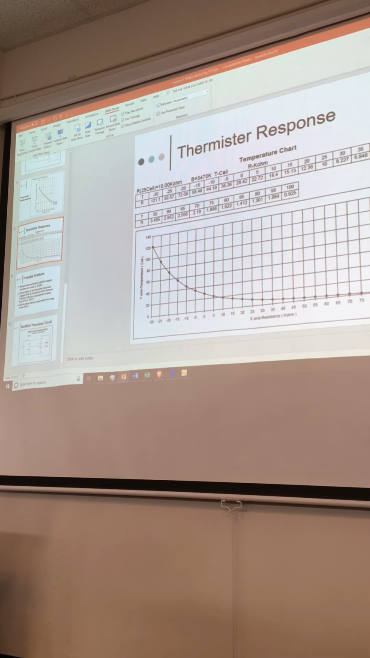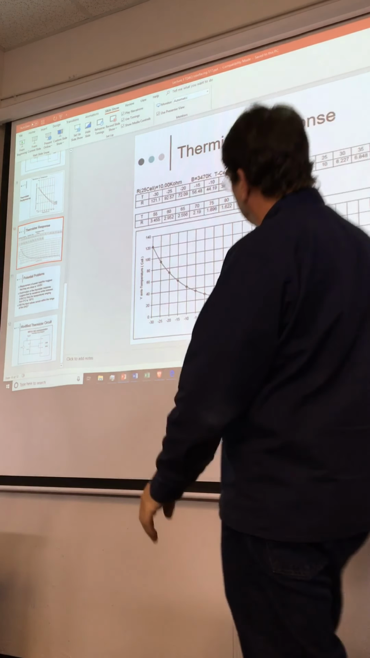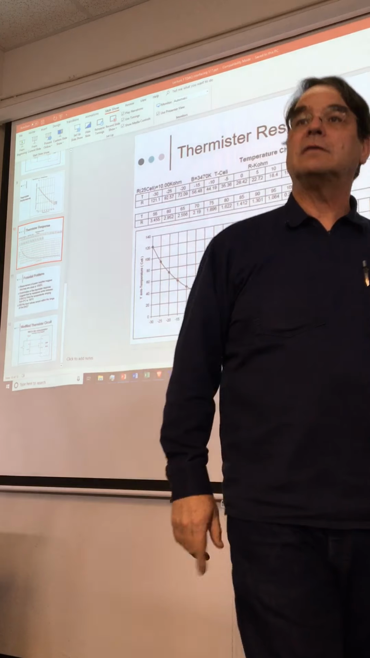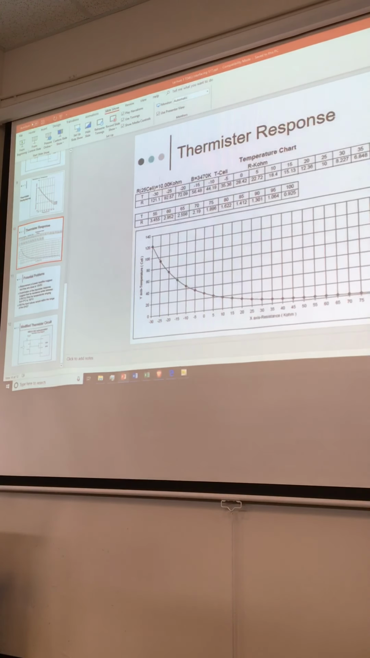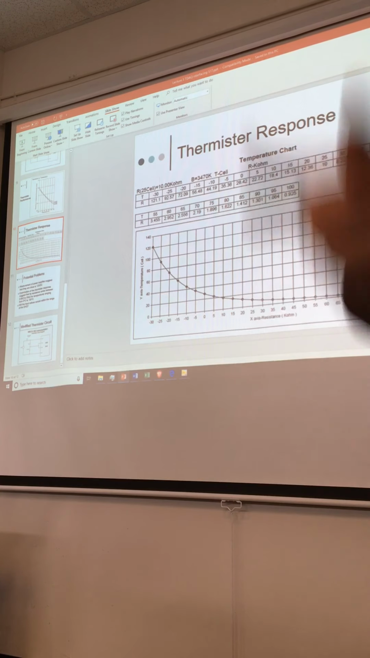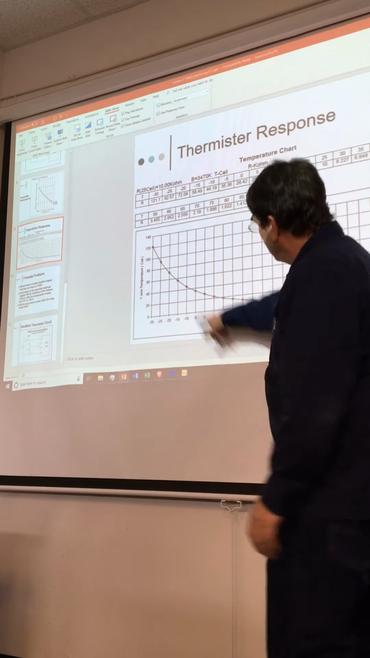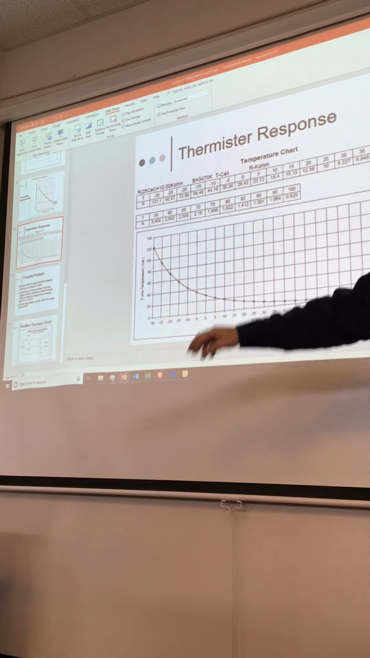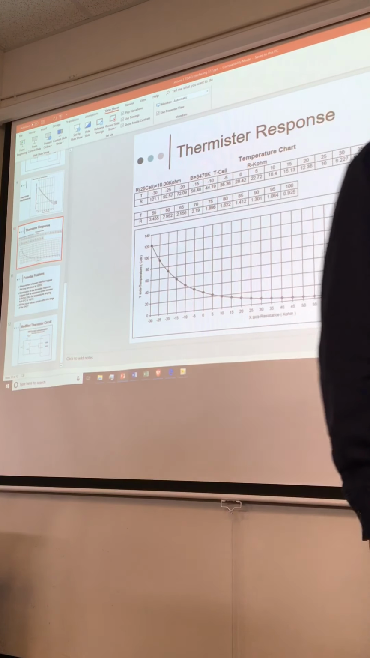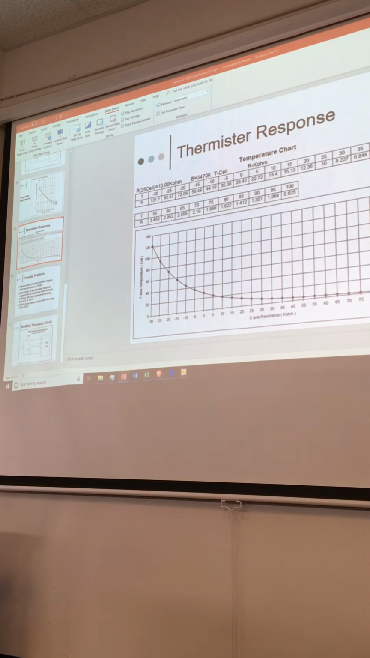Now, there's a little problem with it, right? We've got temperature on the x-axis and resistance on the y-axis, and we really want it the other way around, because I want temperature as a function of resistance, and right now we have resistance as a function of temperature, right? But we can go play some games with the data.